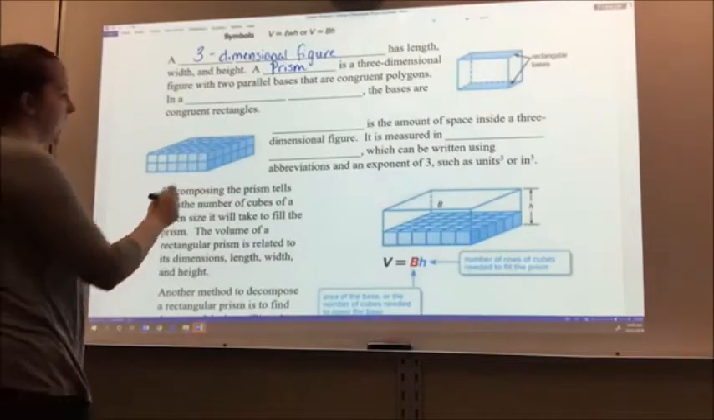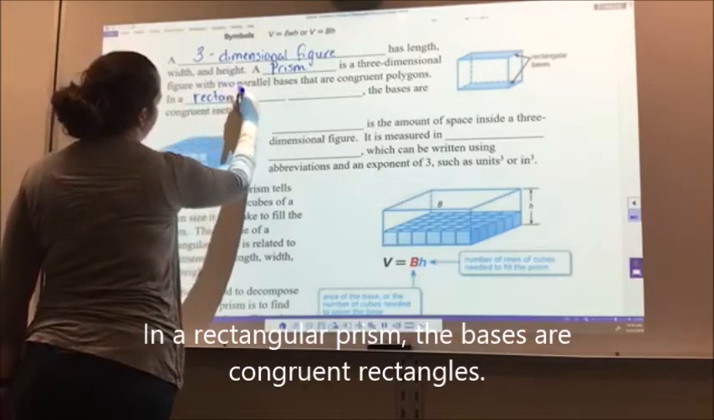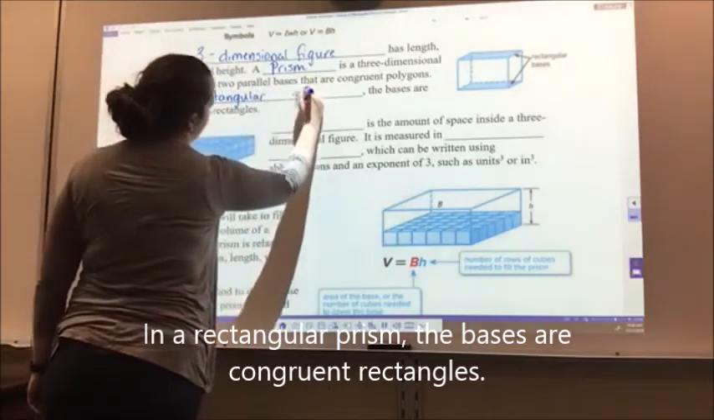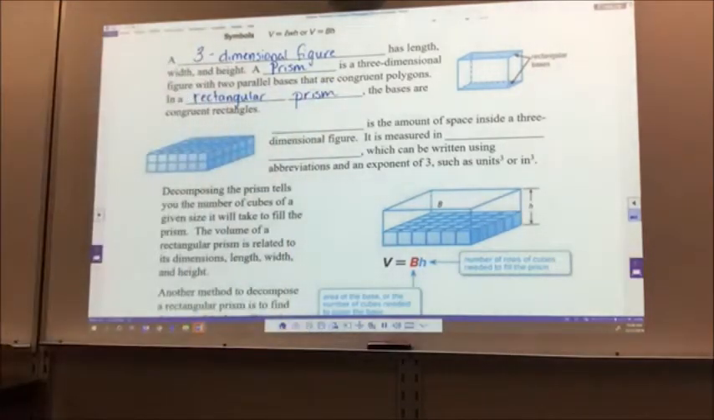In a rectangular prism, the bases are congruent rectangles. Congruent means the bases are the same. They're both congruent rectangles, okay?